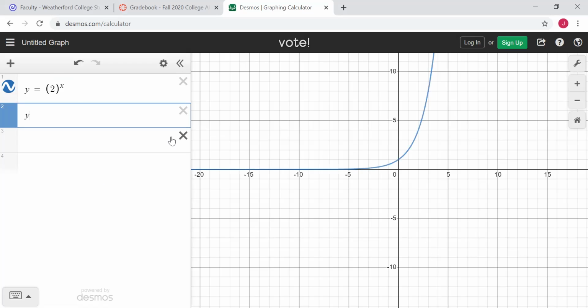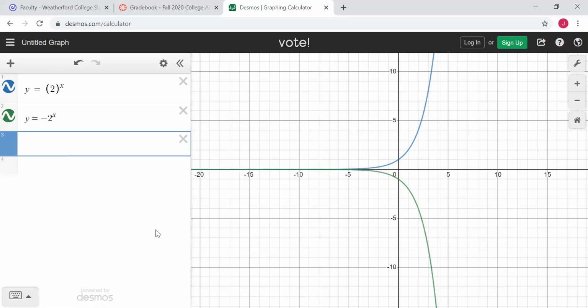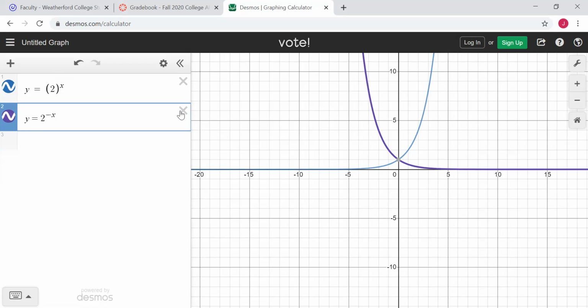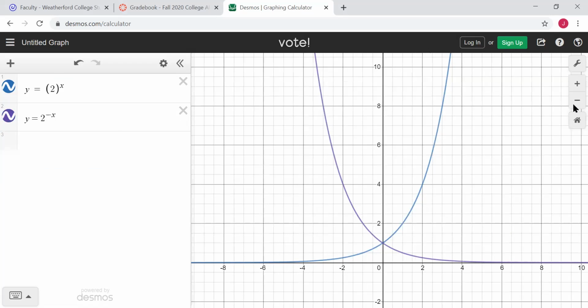So you can do all kinds of funny stuff. You can flip it about the x-axis. You can flip it about the y-axis. So there you go. The blue one is the original function.